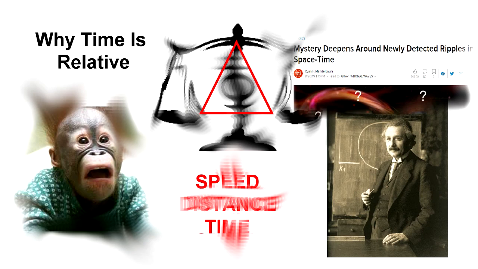So what do they do? They warp the lines. They try and blur the lines between speed, distance, and time. They give you this Jesuit idiot puppet, Albert Einstein. He's a fraud. And they continue that fraud by posting articles in the newspaper saying, the mystery deepens around the newly detected ripples in space-time.